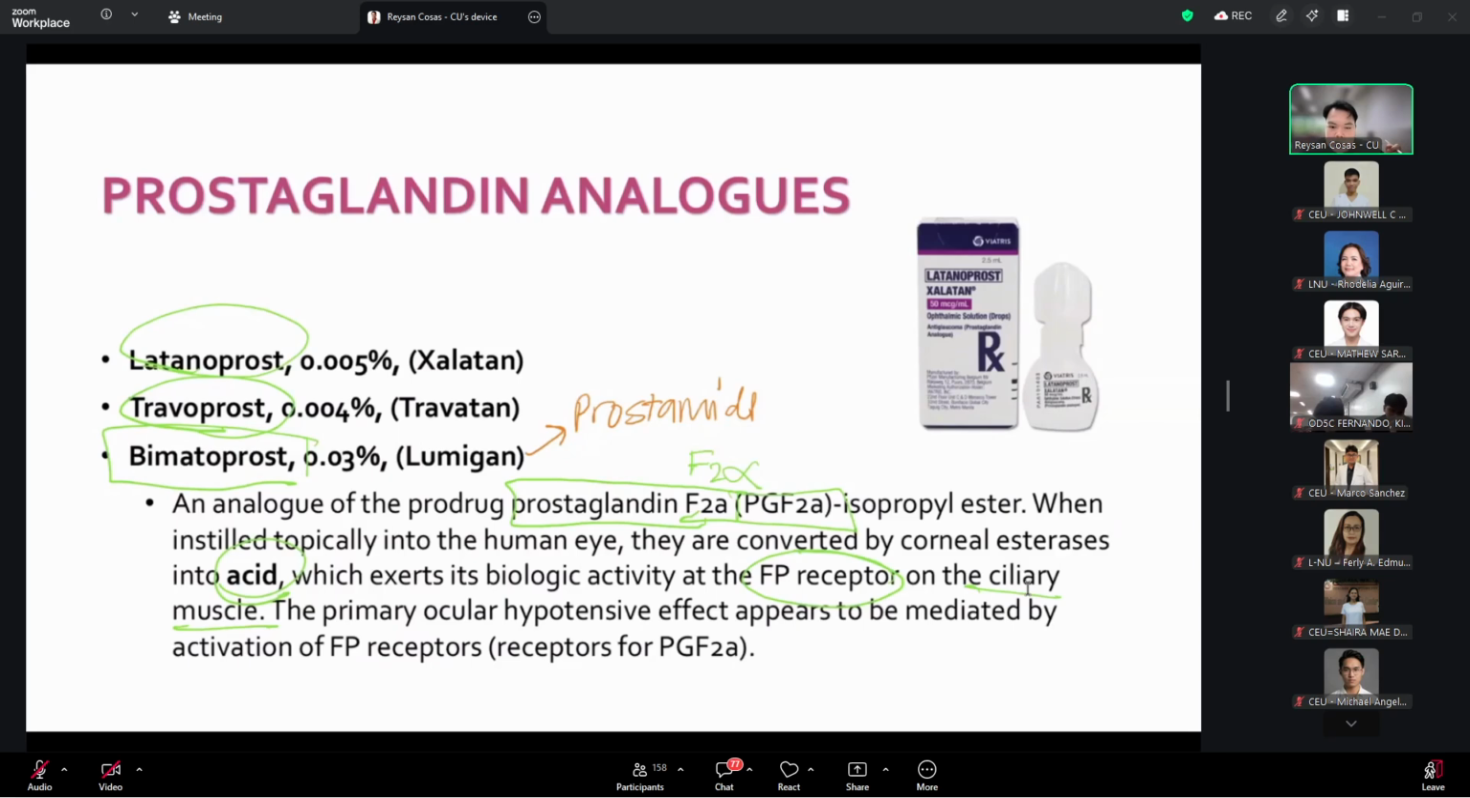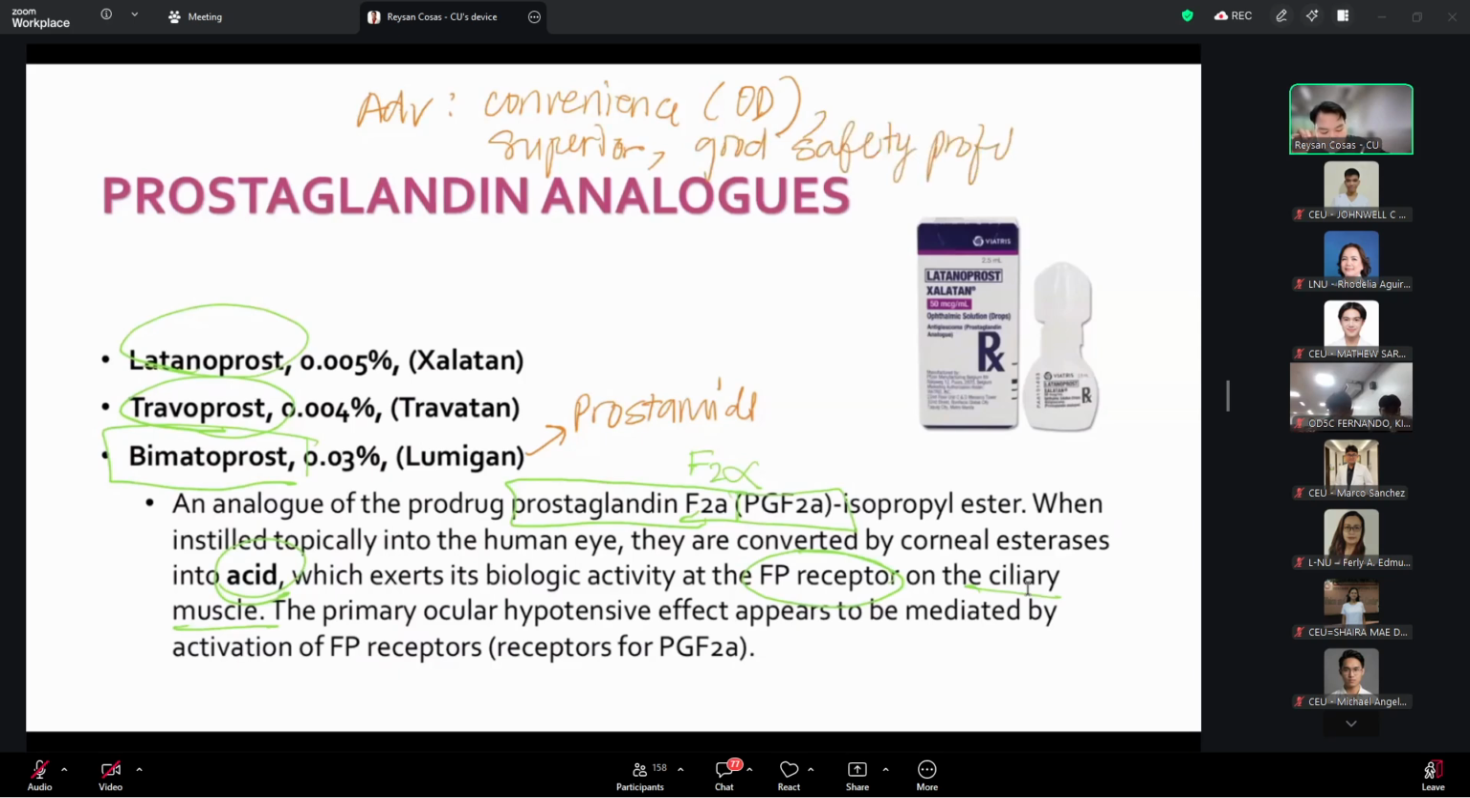Ano bang advantage ng mga prostaglandin analogs? The number one advantage of giving prostaglandin analogs is their convenience. Bakit sila convenient? Because they are useful as once a day administration in the treatment of glaucoma. Aside from that, they have superior efficacy as ocular hypotensive agents. Aside from having superior efficacy, they also have good safety profile.